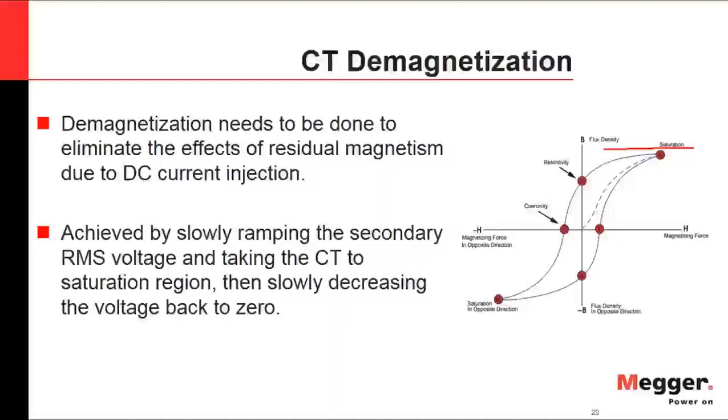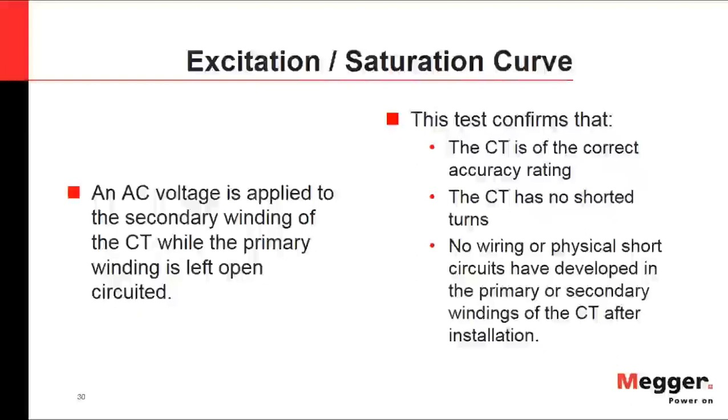The excitation and saturation curve after the demagnetization procedure is basically an AC test. What we are doing here is increasing the AC voltage applied to the secondary winding of the CT, and we measure simultaneously the current on that secondary winding. We're trying to confirm that the CT is of the correct accuracy rating.